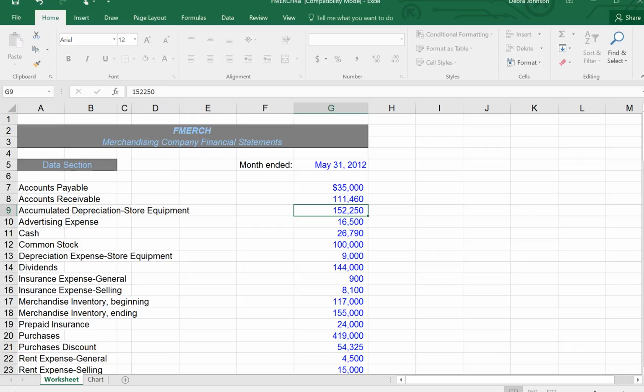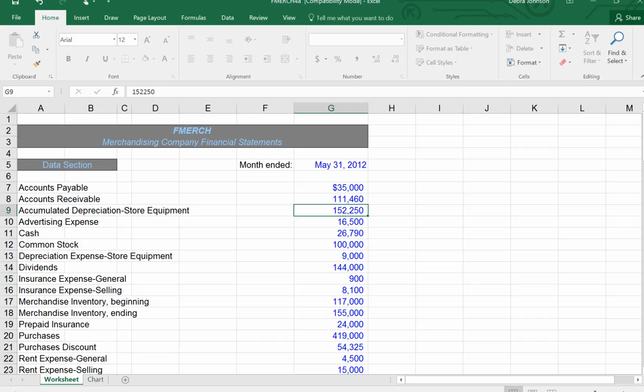The purpose of this video is to assist you in your preparation of problem P4, a set of financial statements for a merchandising company. You should have your book open to the appropriate page, and you should have the file called F-Merch open. Notice the file name in parentheses at the top of page 40 is F-Merch.